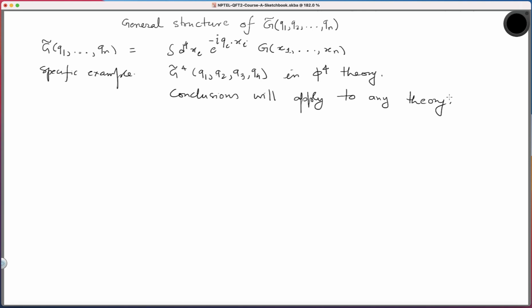Okay, so let's draw some diagrams which contribute to G tilde 4. Okay. So, diagrams that contribute are the following. So, that's the lowest order diagram. Then we have this diagram and then many others. Okay. Then we also have these kind of diagrams.